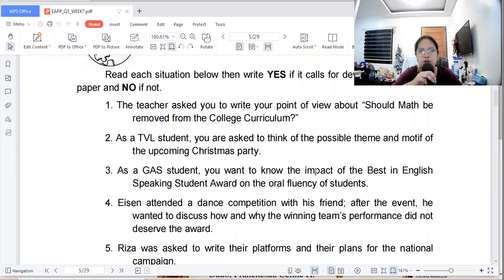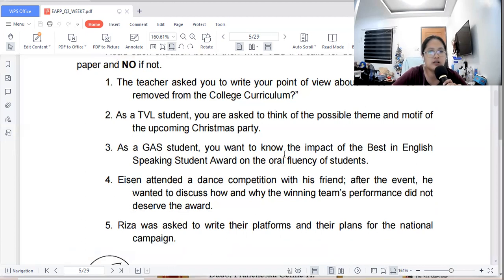Number two, as a TVL student, you're asked to think of the possible theme and motif of the upcoming Christmas party. You are being asked to think of a possible theme, so that's a yes, because you're introducing an idea. Number three, as a GAS student, you want to know the impact of the Best in English Speaking Student Award on the oral fluency of learners. This one is a no because you're looking into the impact, the effect, not introducing a concept or term.